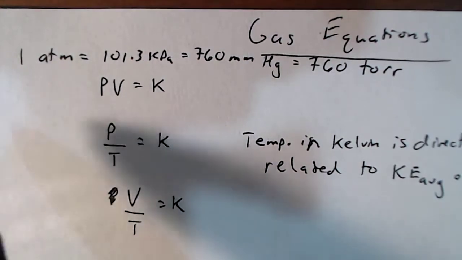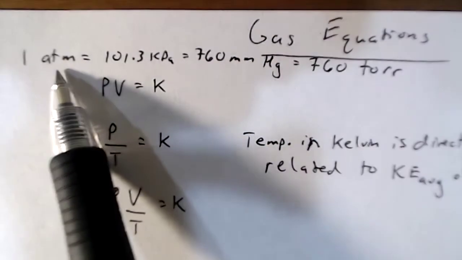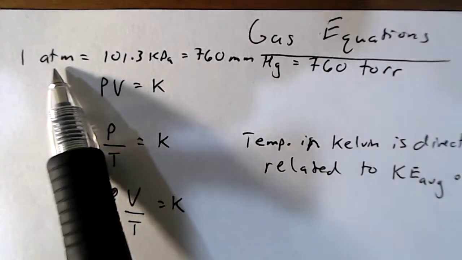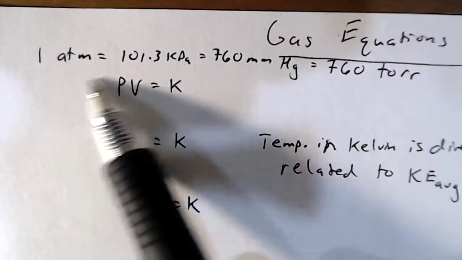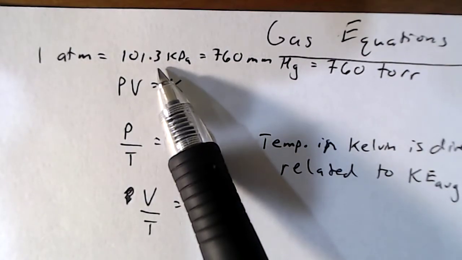Hi everyone. Gas pressure can be measured in atmospheres, where the atmospheric pressure that you have around you at sea level is equal to 1 atmosphere. It can also be measured in kilopascals. 1 atmosphere is equal to 101.3 kilopascals.